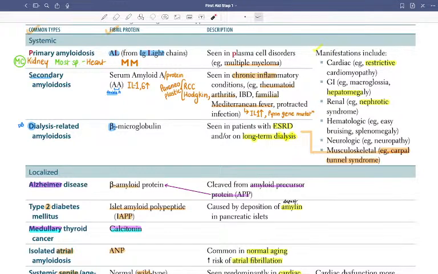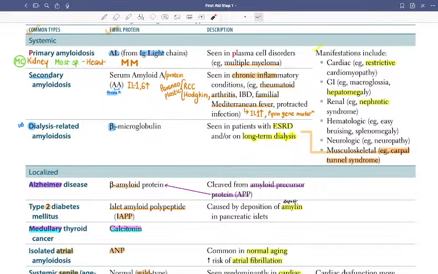Here this protein, amyloid A protein, paraneoplastic syndrome, is seen in chronic inflammation. That was seen in plasma cell disorders, multiple myeloma, AL, light chain. Whenever light chain comes, then obviously it's going to be multiple myeloma, more specific for the heart, most common for the kidney. In case of secondary, interleukin 1 and 6 are increasing.